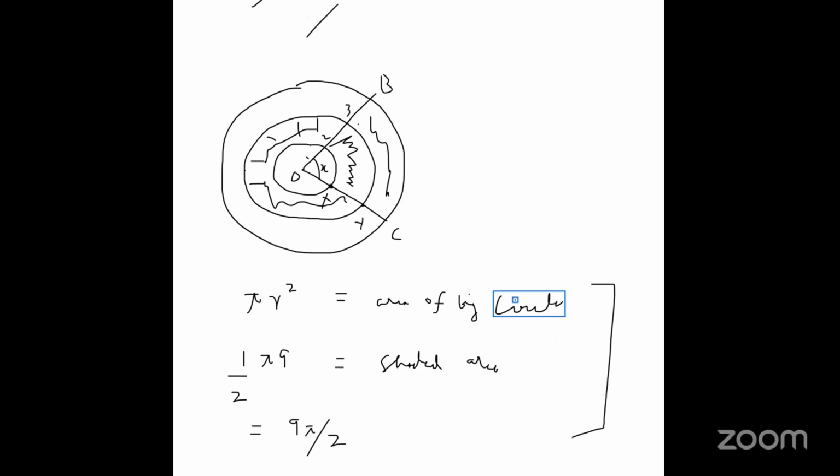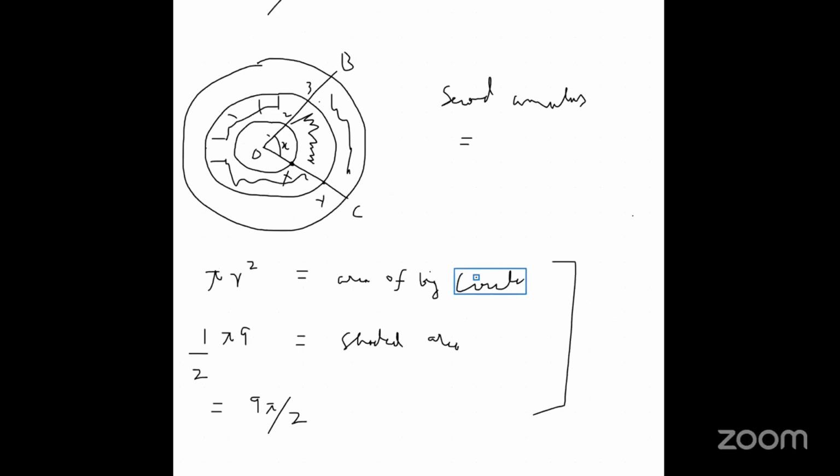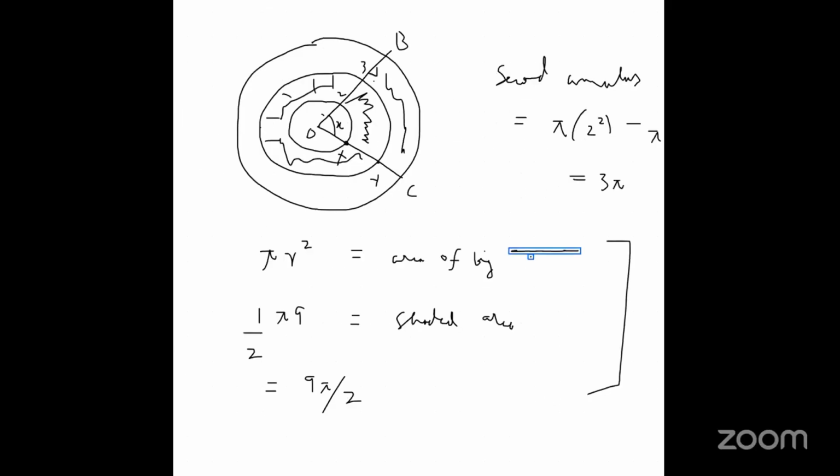So the second annulus area we can also calculate. It is simply the area of the entire second circle, pi r squared, pi 2 squared, minus the area of the inner circle, pi 1 squared. And so this is 3 pi, right? So 3 pi is this area over here. And now you want to find this specific dark shaded area, which I'm shading right now.